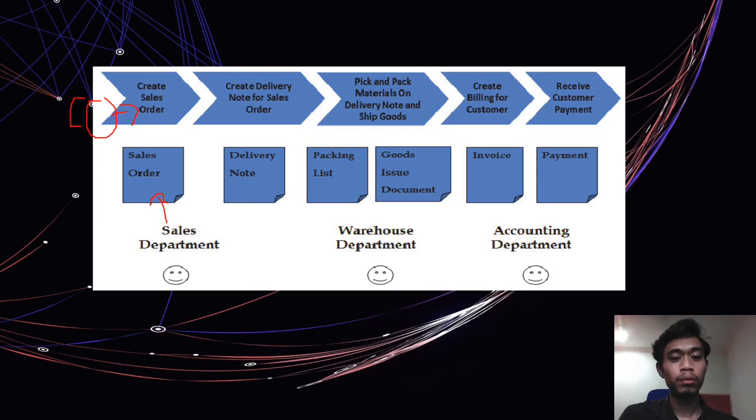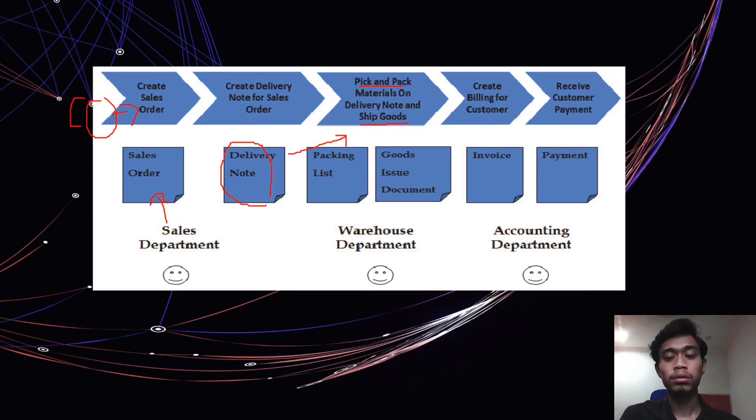Alright, so when the sale order dah dapat, dia akan go to create delivery note for sale order. Alright, so this is where the delivery note, and then we pick and pack material based on delivery note and ship goods. Alright, so this is where the material has been shipped to the customer. Okay, so function delivery note ni untuk inform customer yang nak ship barang tu.